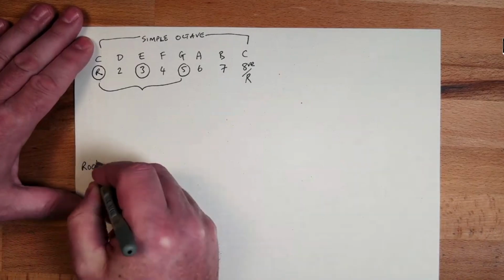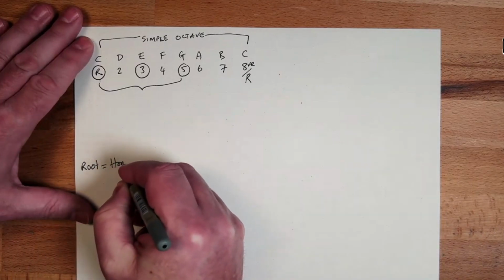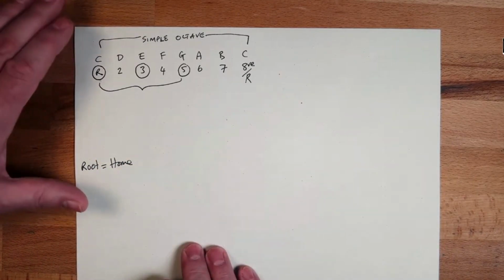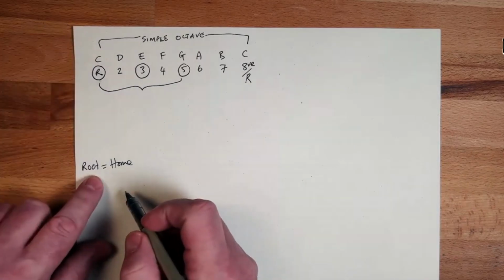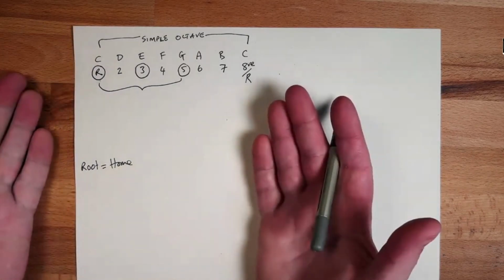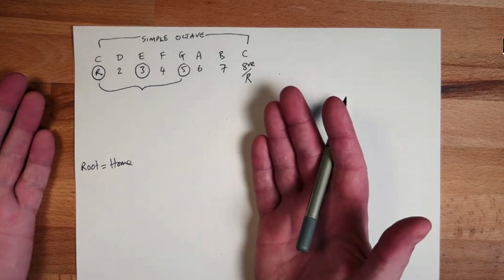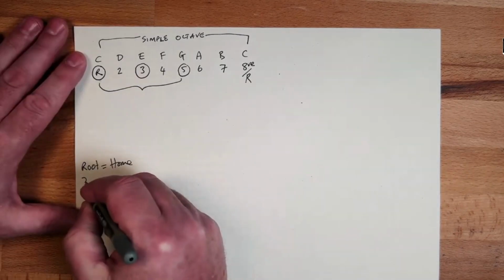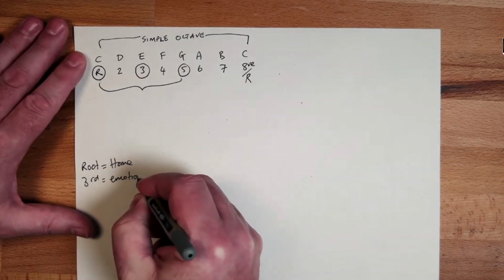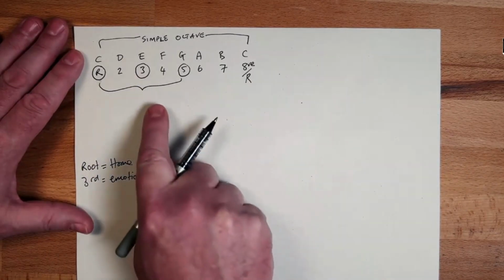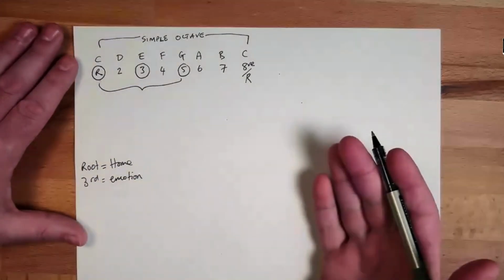So the root note, the root is home. That's where it sounds finished. That's where it sounds really resolved. And this is the function of the root. There's where we are resolved, tension and release. The third is emotion. That's an emotion note. Whether that's a major third or a minor third, that's the kind of emotion we are going to get.